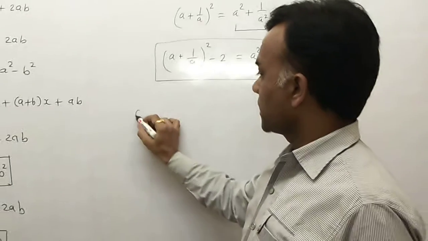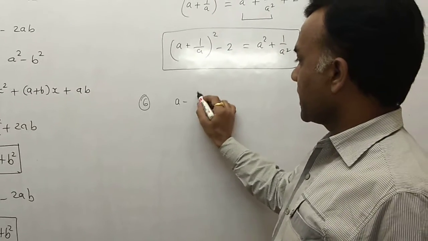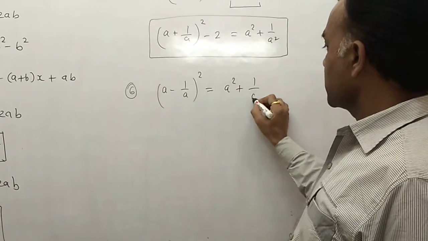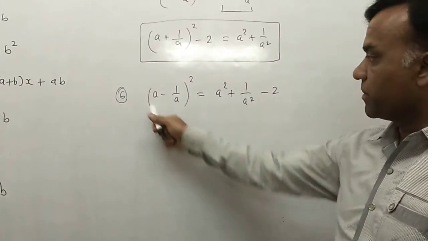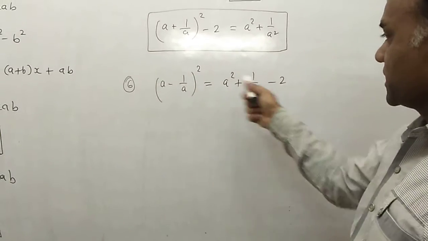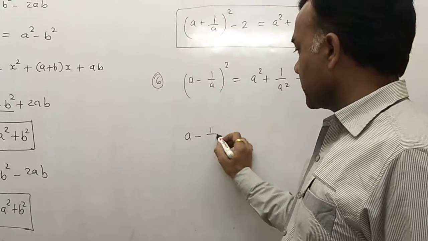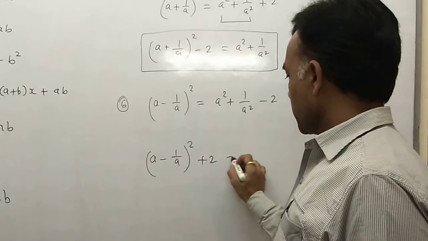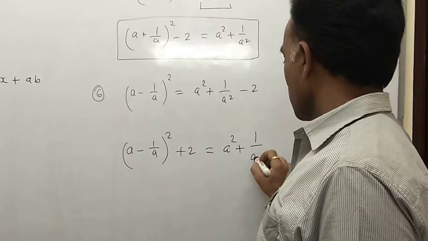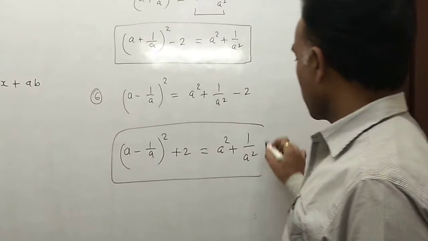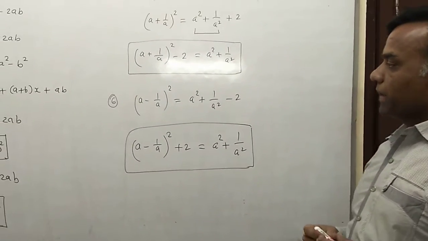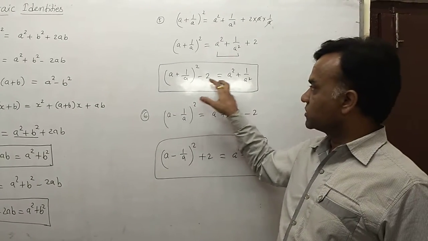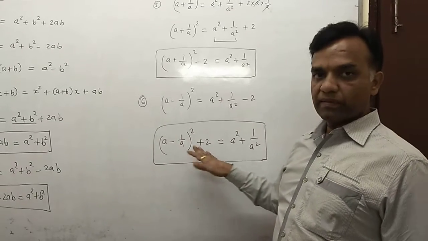The same concept applies for the minus case: a minus 1 by a of whole square is equal to a square plus 1 by a square, but here you write minus 2, because it follows the concept of a minus b whole square. This minus 2 moves to the other side, so a minus 1 by a of whole square plus 2 is equal to a square plus 1 by a square. Both have the same meaning, as you find a square plus 1 by a square in both cases. But one case is different: if a plus 1 by a is given, you use this formula, and if a minus 1 by a is given, you use that formula.